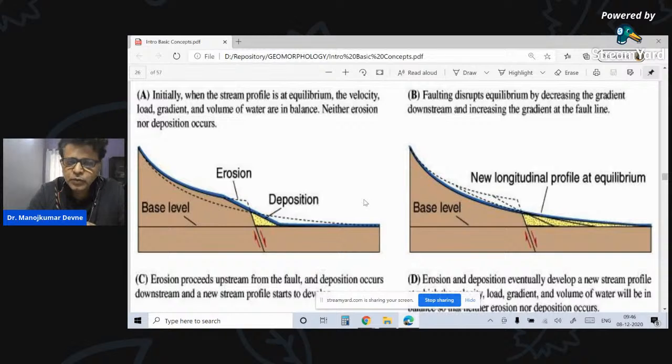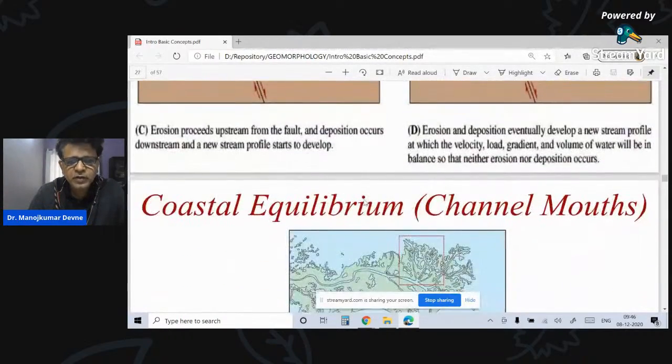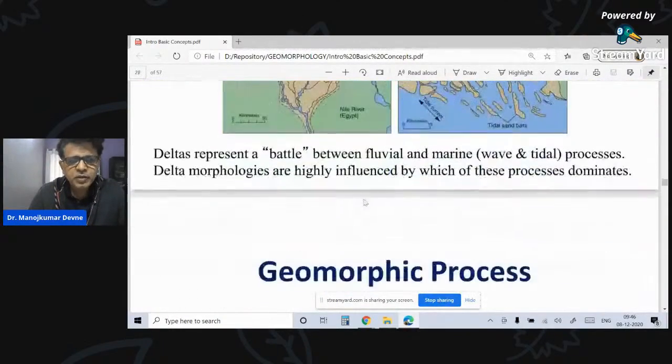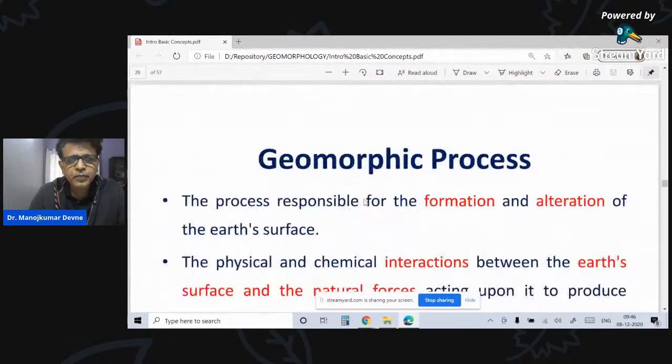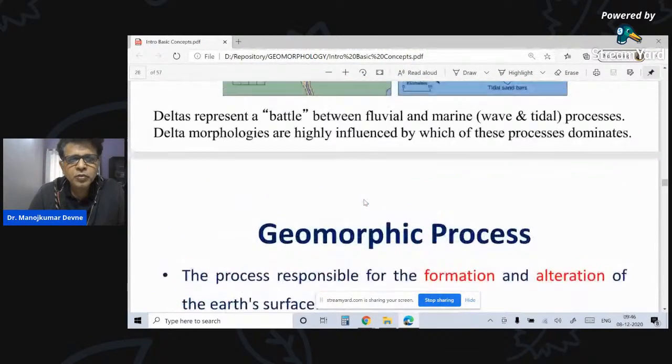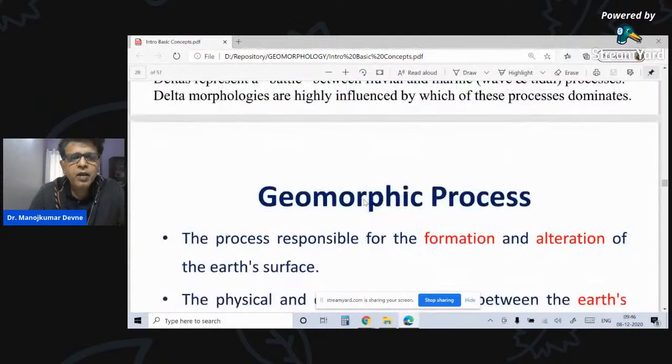Invariably, you'll see that you hardly would have rivers that would be in a perfect equilibrium, because that is not what the forces will intend. Now, what are these forces? The internal forces and external forces. We are going to go to these forces in just a moment. Coastal equilibrium is something that we don't need to do today, and is not a part of your syllabus immediately.